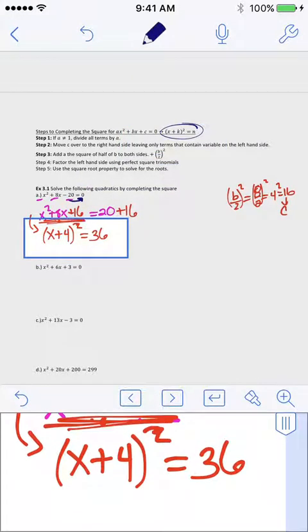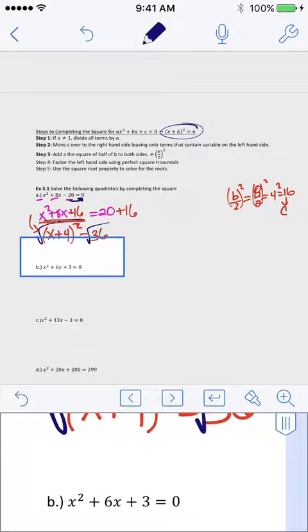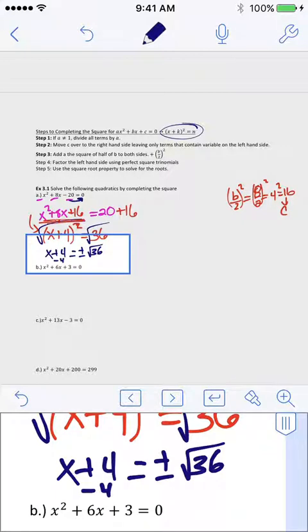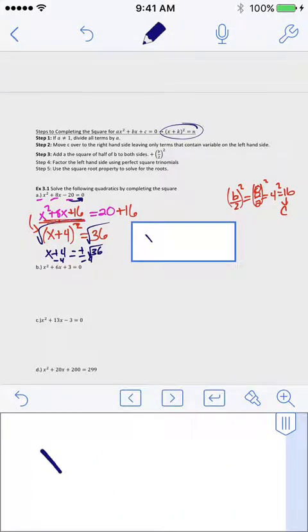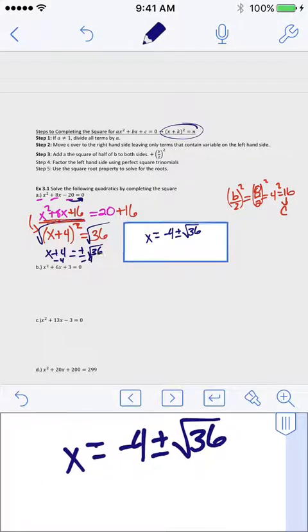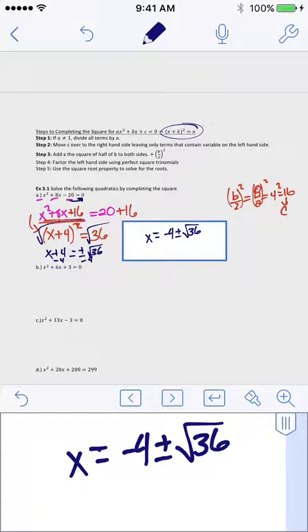From here I can just solve. So square root both sides. I get x plus 4 is equal to plus or minus the square root of 36. We'll reduce at the end. And then I subtract the 4 over. x is equal to negative 4 plus or minus the square root of 36. Now we reduce. We always reduce at the end, so you don't have to worry about whether you need to reduce once or twice or whatever. The square root of 36 is a nice whole number. Negative 4 plus or minus 6.